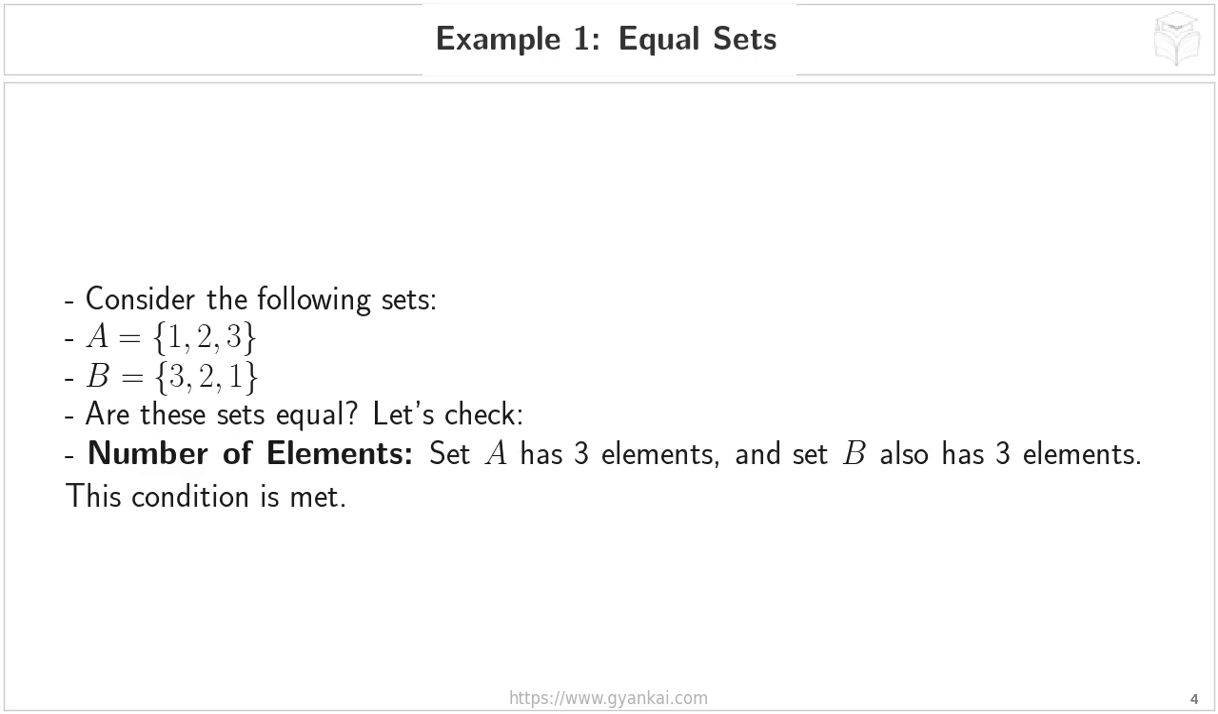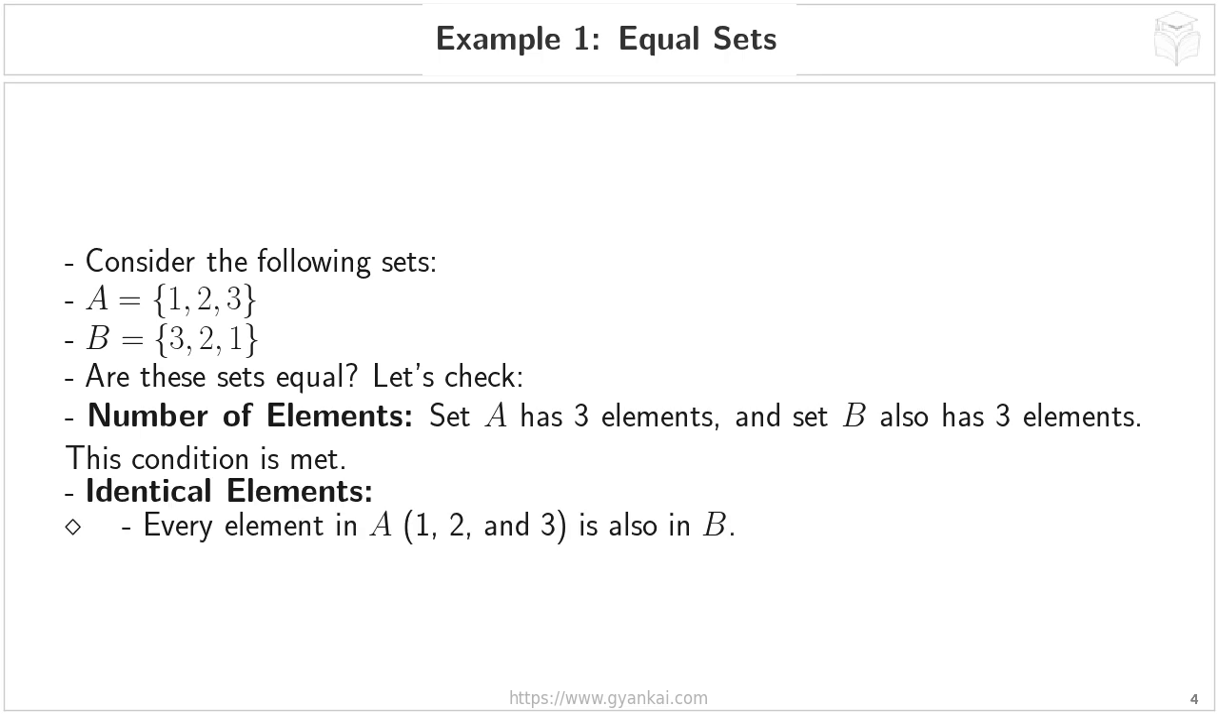First, let's check the number of elements. Set A has 3 elements, 1, 2, and 3. And set B also has 3 elements, 3, 2, and 1. So the first condition, having the same number of elements, is met. Great.